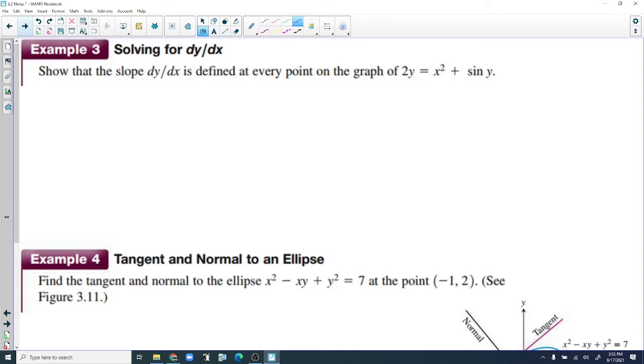Solving for dy dx, show that the slope dy dx is defined at every point on the graph of 2y equals x squared plus sine y. So the derivative of 2y is 2 dy dx. Derivative of x squared is 2x. And then we have cosine of y dy dx.